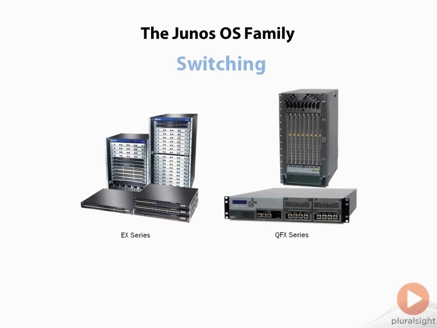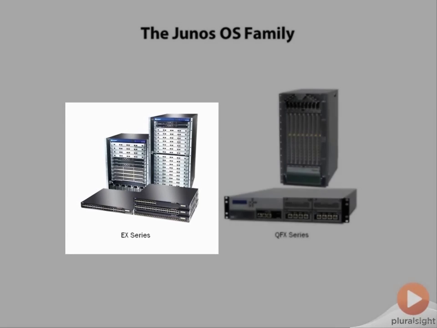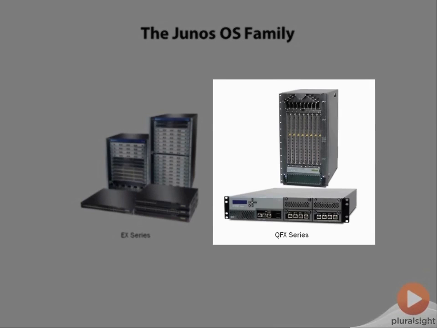Next, we have the switching platforms. The EX series switch is the most common of Juniper's switching products that you will see on the market. The EX series switches can offer up to 6 terabytes of full duplex throughput. These switches can be deployed at the access, aggregation, and core layers of the network depending on which model is being used. The QFX series switches are high-performance, high-end devices designed for fiber connections and built for Juniper's QFabric system.